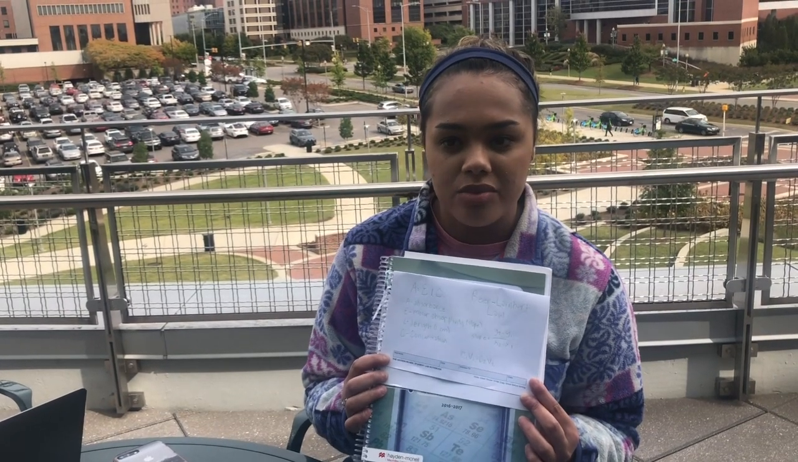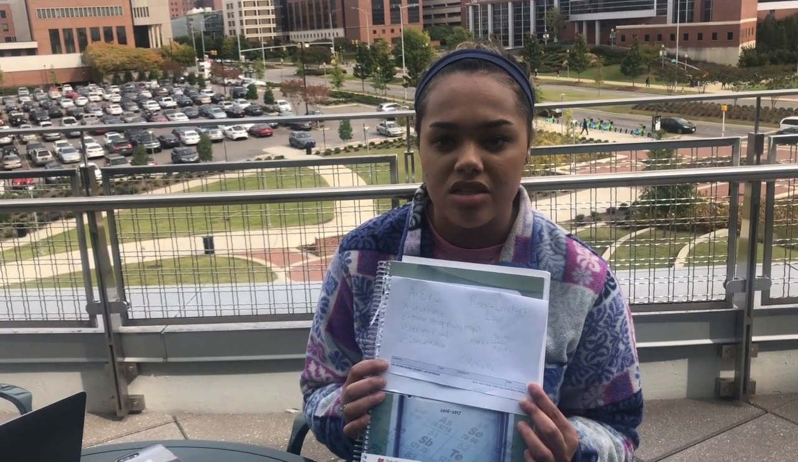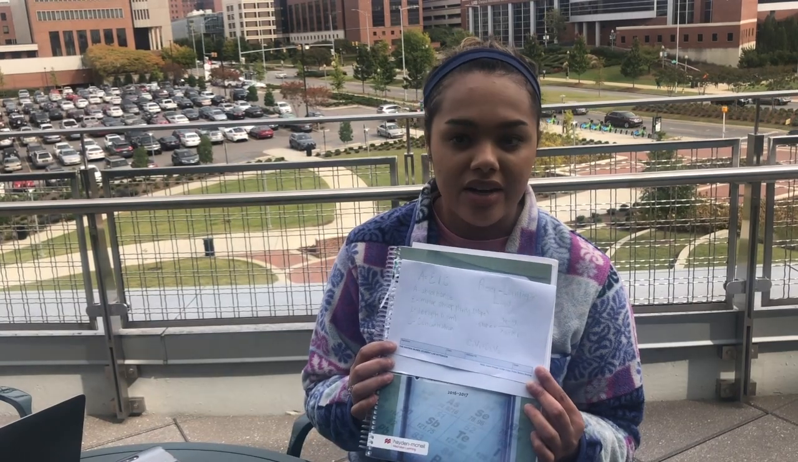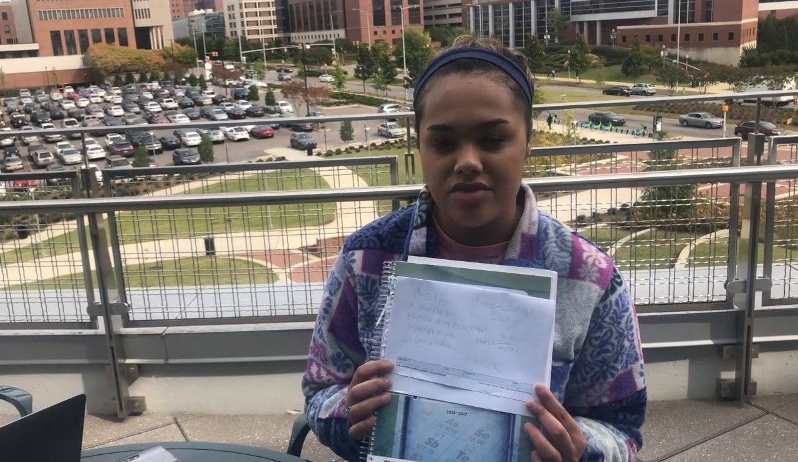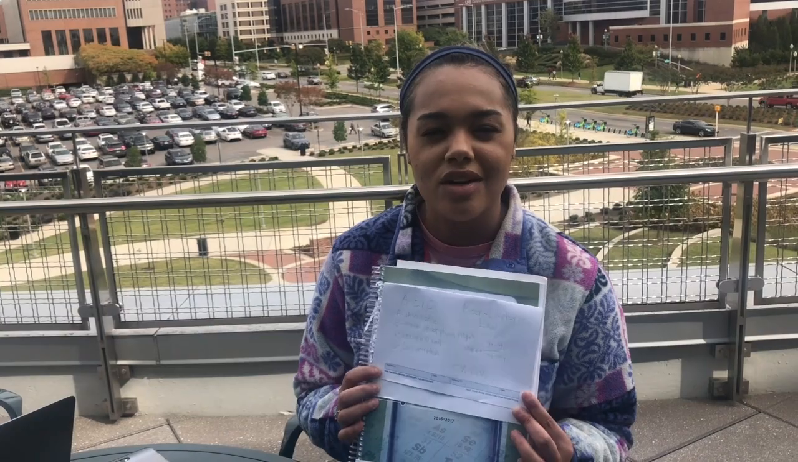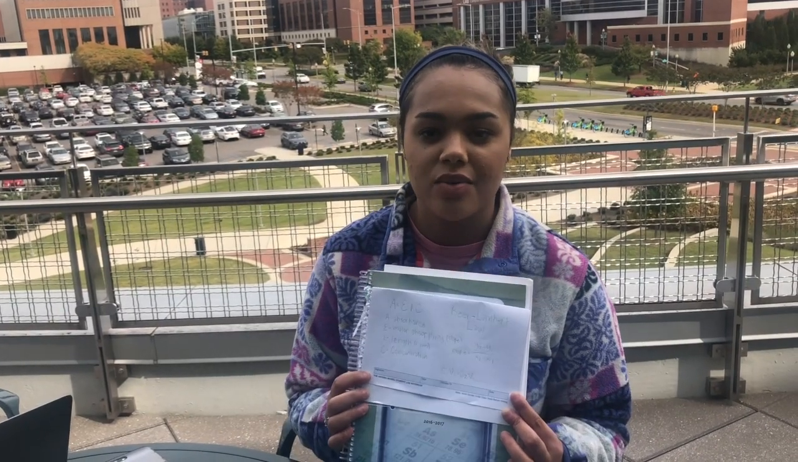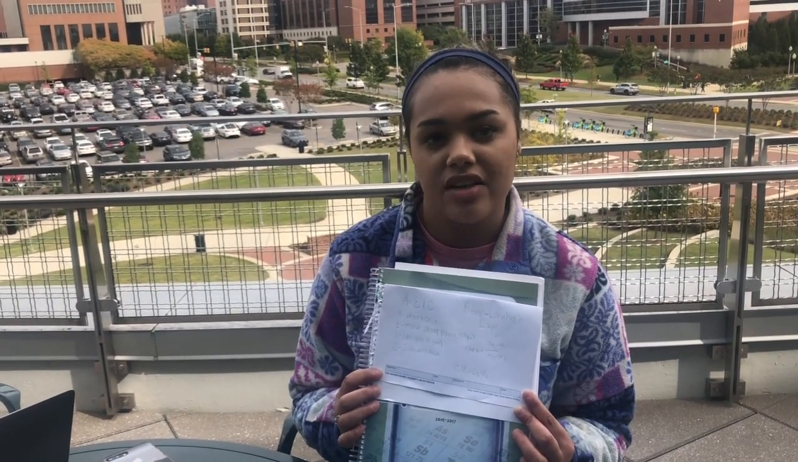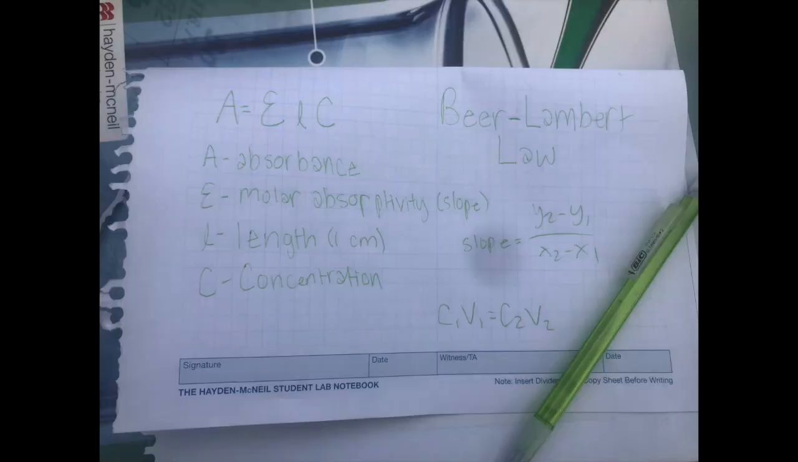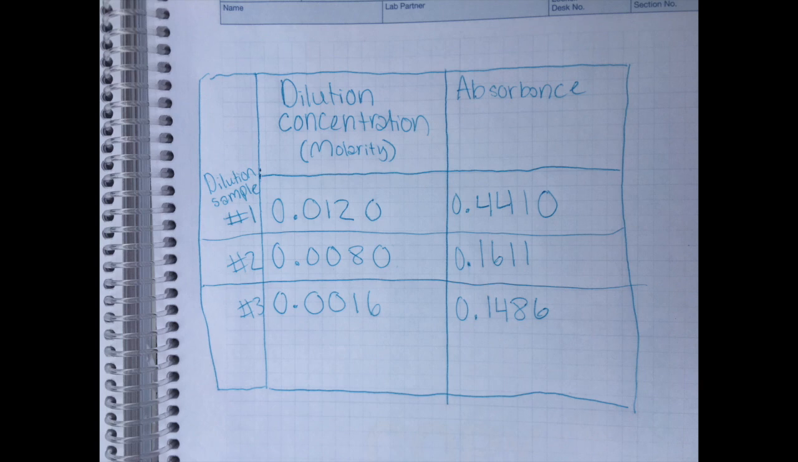The epsilon stands for molar absorptivity, which is just the slope of the line. You can find this by looking at your graph. You can also use the equation for slope, which is y2 minus y1 over x2 minus x1, using the y values of absorbance and the x values of the concentration. Here's an example of the Beer-Lambert law. To find concentration values, use C1V1 equals C2V2.